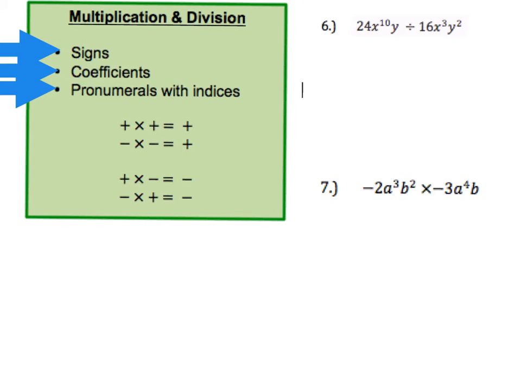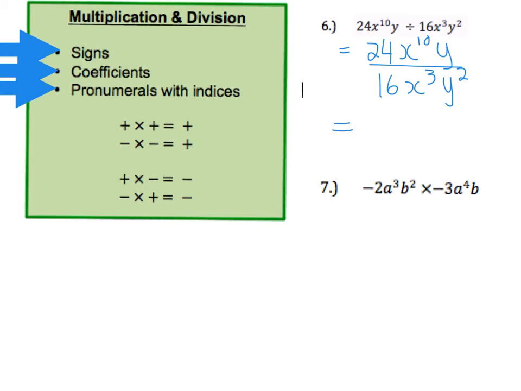Let's look at an example. 24x to the power of 10y divided by 16x cubed y squared. It is good practice to write this in fraction form. So we're going to write 24x to the power of 10y divided by 16x to the third y squared. If there's no symbol present, it means a positive divided by a positive is equal to a positive again. Once again, we don't have to write that symbol down.